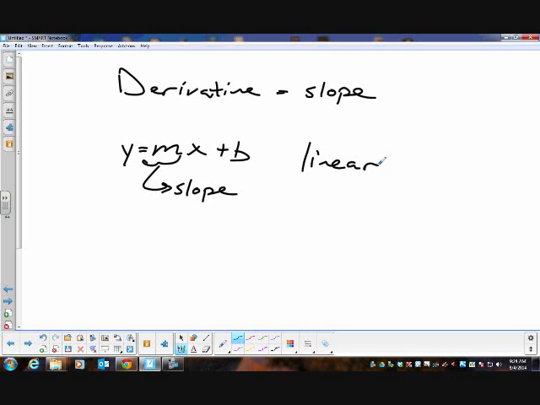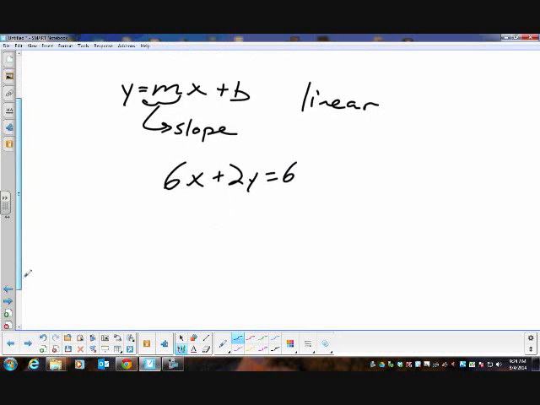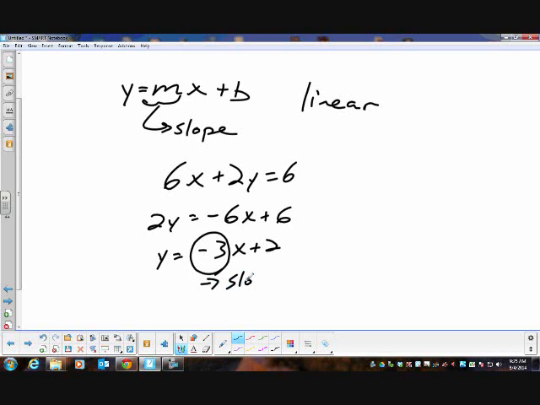So if we have the equation 6x plus 2y is equal to 6, we can take this expression and simply rewrite it. y is equal to negative 3x plus 2. My slope is negative 3 for this linear line. Nice, simple. If you're given the equation, that's not a problem.